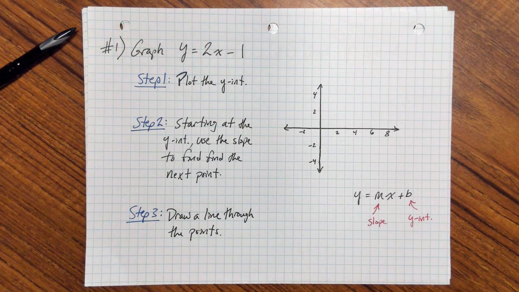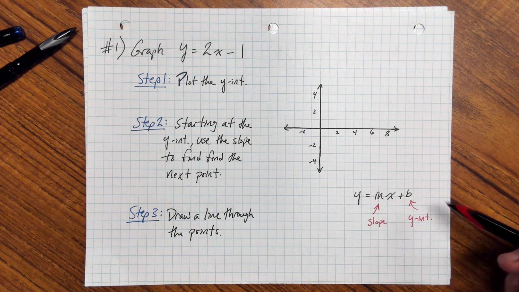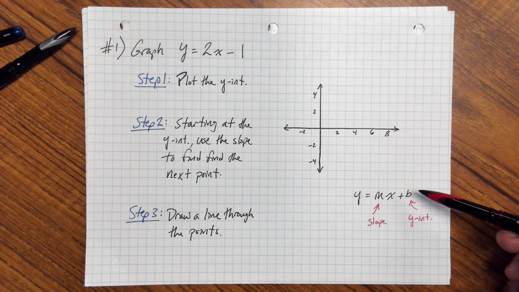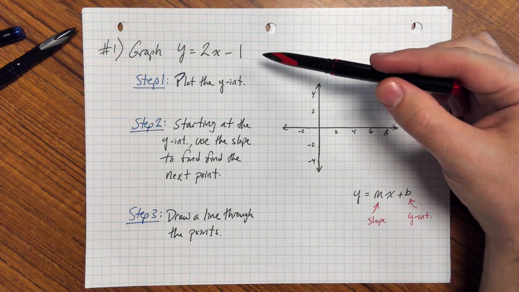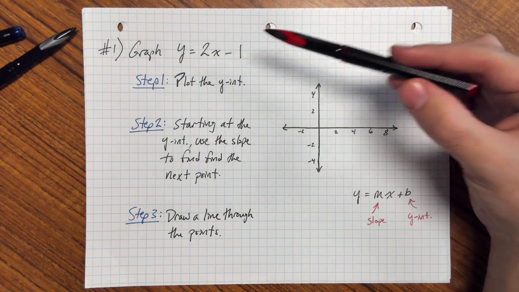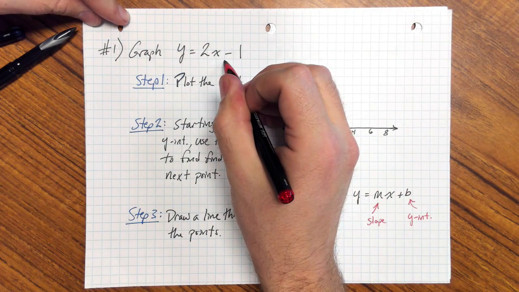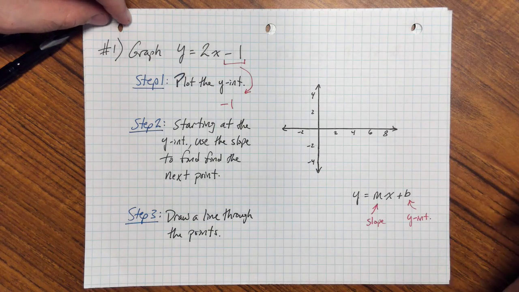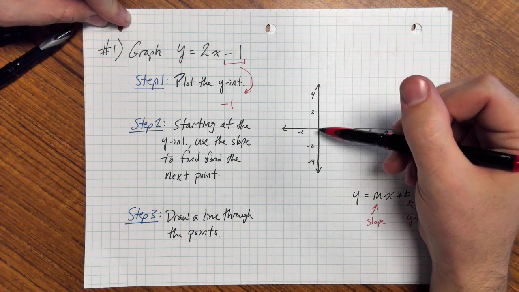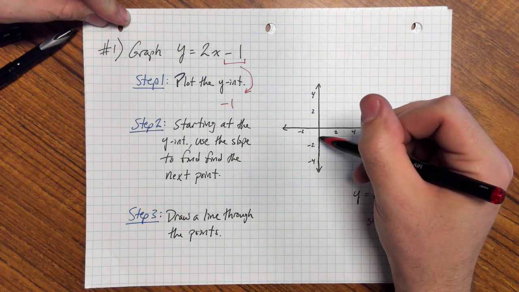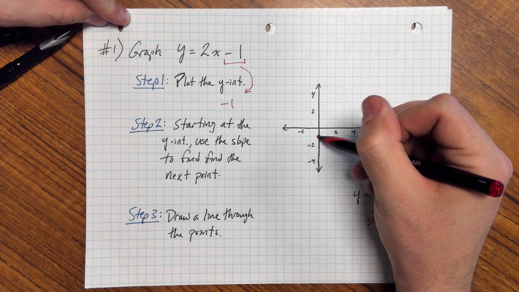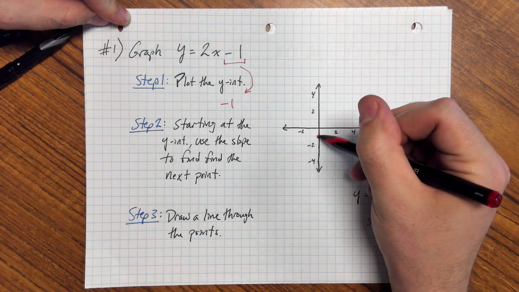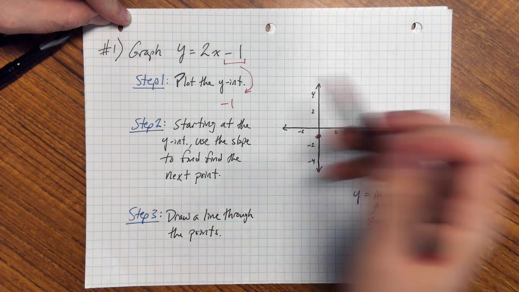Step one, the first thing you're going to do is plot your y-intercept. According to slope-intercept form, the y-intercept is in the place of b. So if we go up here, the thing in the place of the b is the 1, but also you have this negative here. So the y-intercept is actually going to be -1. We come to our y-axis and put a point on -1. So that's your first step.